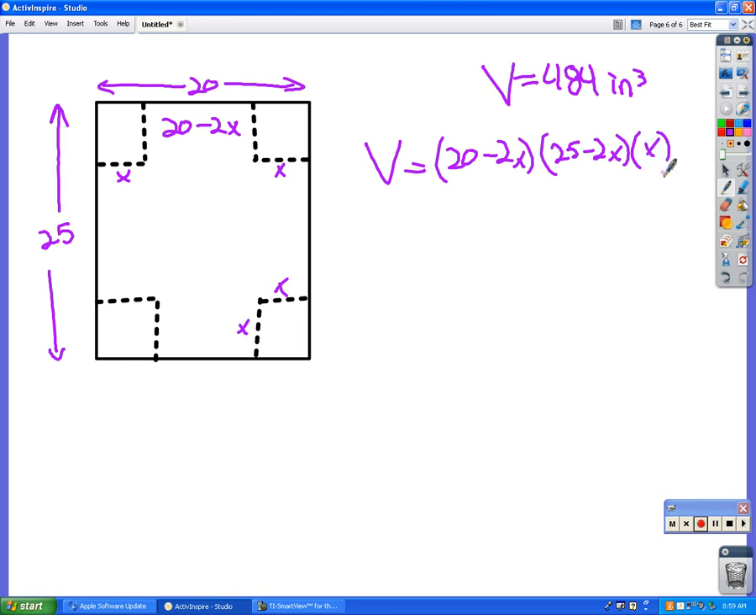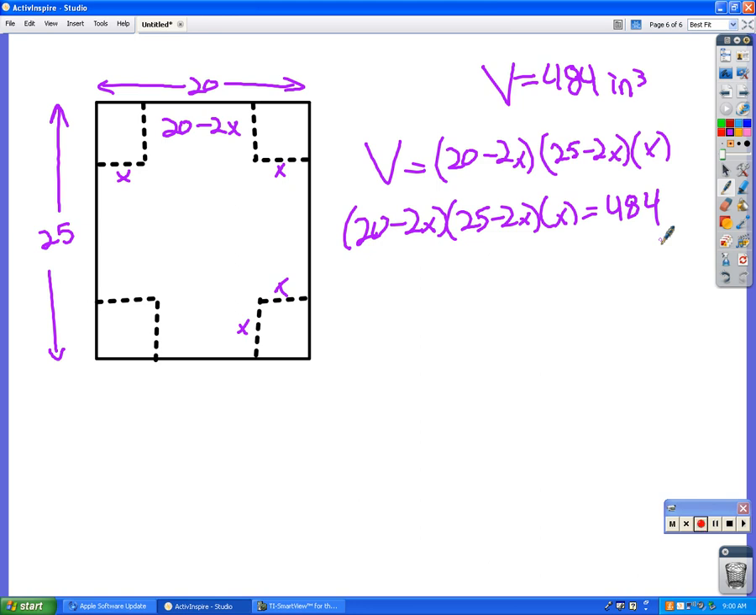Okay? And what do we need that to equal? 484. So I'm going to take this function right here, 20 minus 2x times 25 minus 2x times x, set it equal to 484, and solve. How are you going to solve that? I could FOIL all that out, but that would suck, so we're not going to do that.